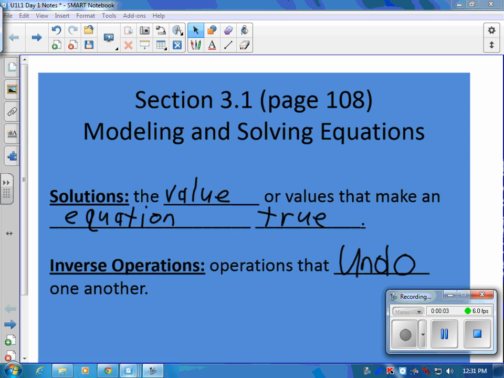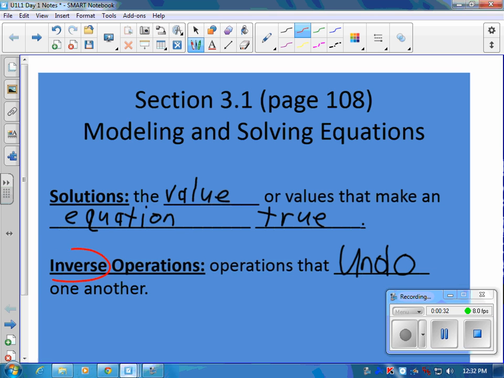In this first section, 3.1, we are talking about equations, which means what am I going to see in all of these problems? Equal signs. If I'm talking about an equation, I'm going to see an equal sign. What we're working on is solving this equation, finding the solutions or the values that make an equation true. And we are going to be using inverse operations to do this, which means they undo each other. So inverse is kind of like opposites.